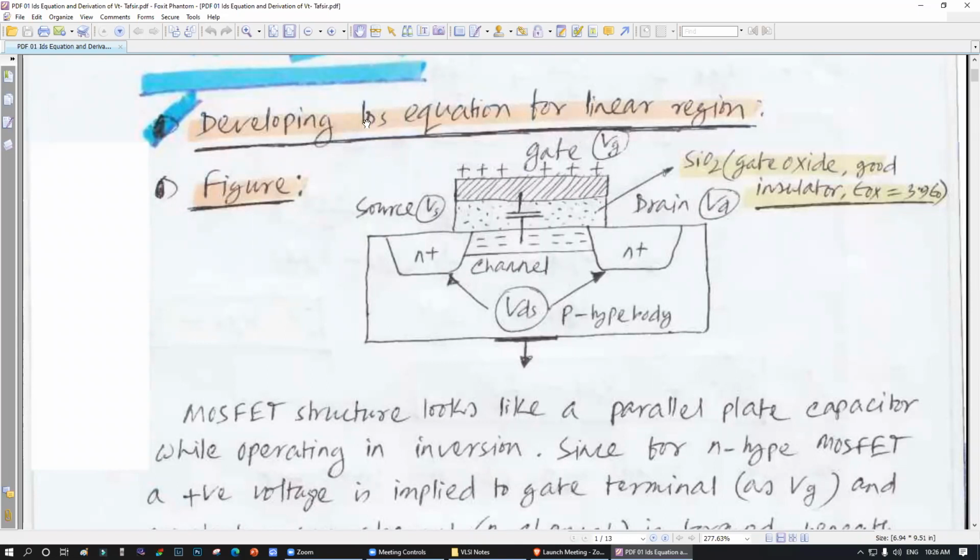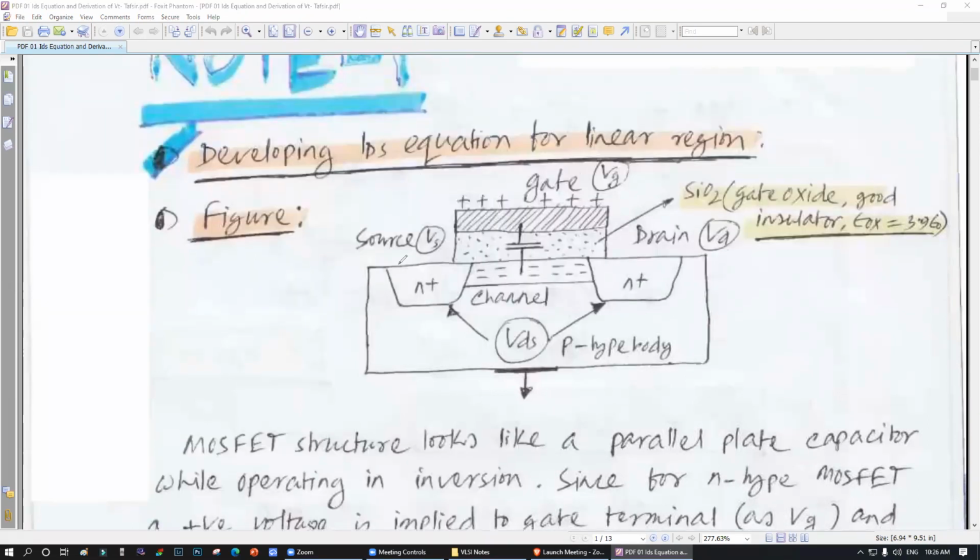IDS, what do you mean by IDS? Current, D is equal to drain, S is equal to source. So IDS means the current from drain to source. So what happens here? How does an NMOS conduct current when the voltage is given?